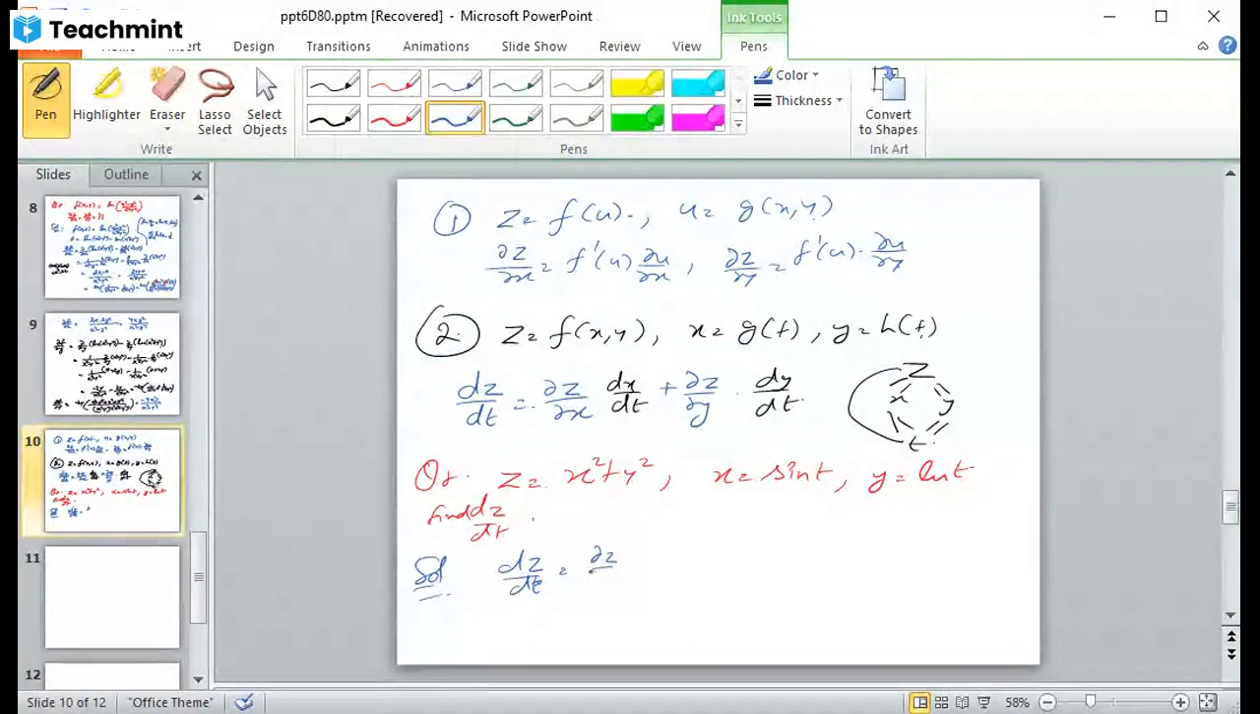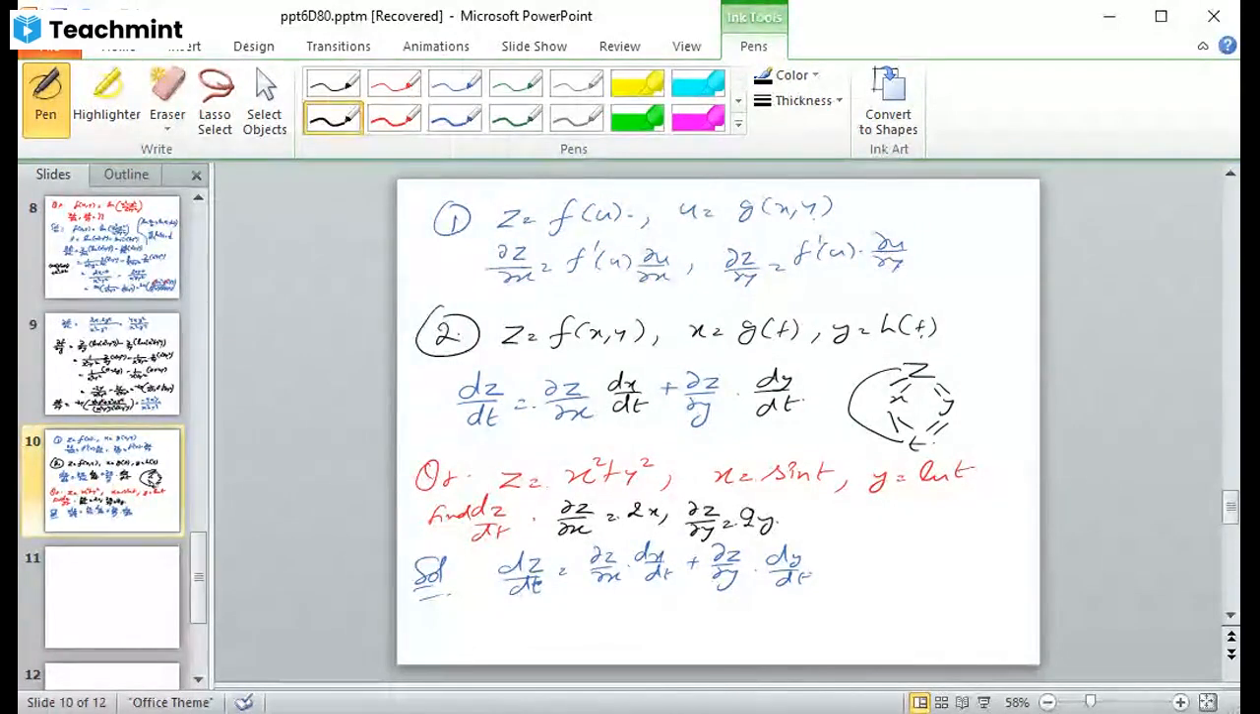the derivative of z with respect to x into dx/dt, plus the derivative of z with respect to y into dy/dt. So what is the derivative of z with respect to x? If I differentiate with respect to x, then y is treated as constant, so its derivative is 2x. And if we are differentiating with respect to y, then x is treated as constant, so its derivative is 2y. And if I differentiate x with respect to t, the derivative of sin is cos. And if we differentiate y with respect to t, then dy/dt is 1 upon t.